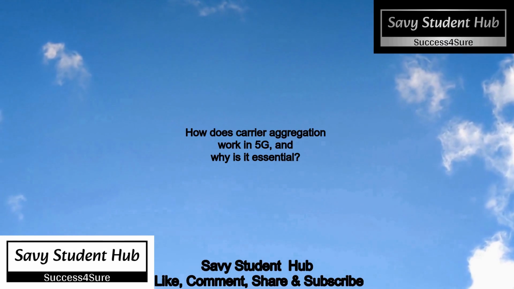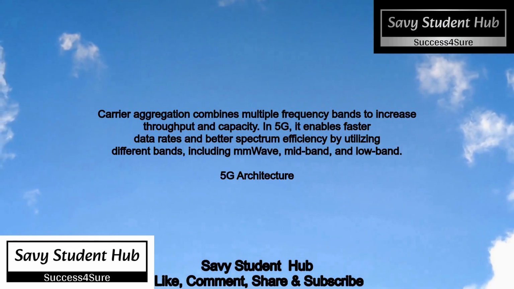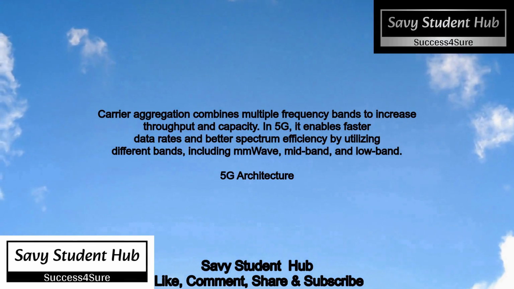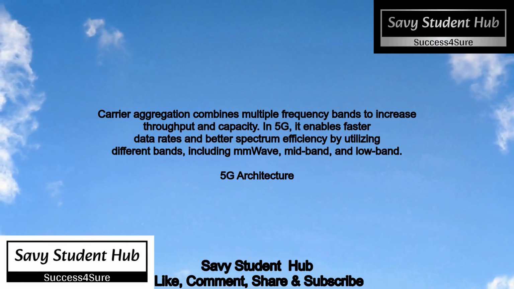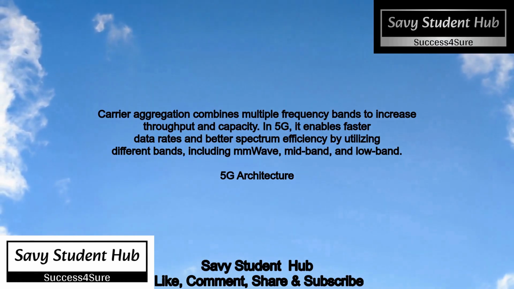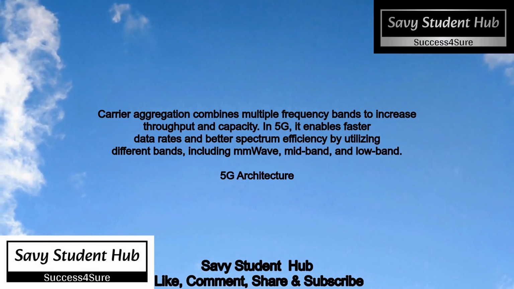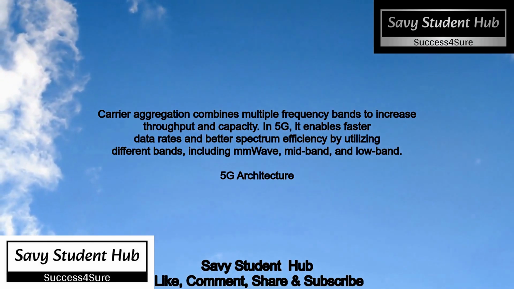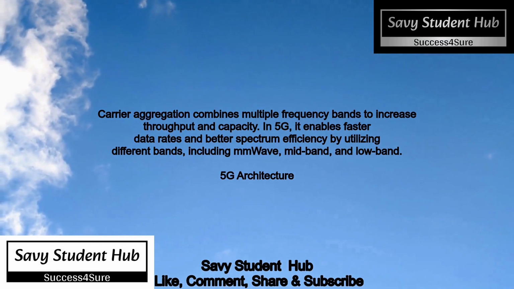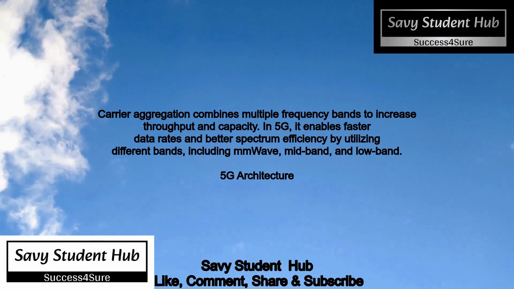How does carrier aggregation work in 5G, and why is it essential? Carrier aggregation combines multiple frequency bands to increase throughput and capacity. In 5G, it enables faster data rates and better spectrum efficiency by utilizing different bands, including mmWave, mid-band, and low-band.